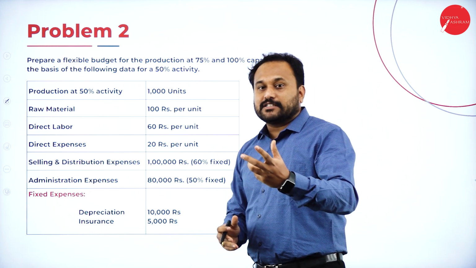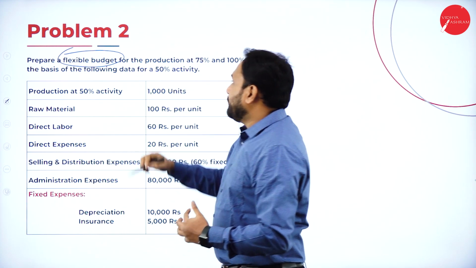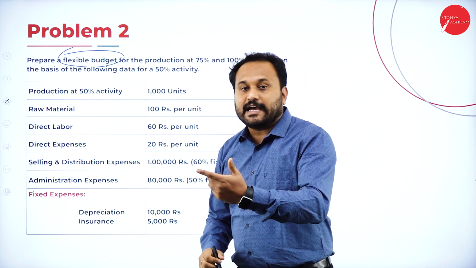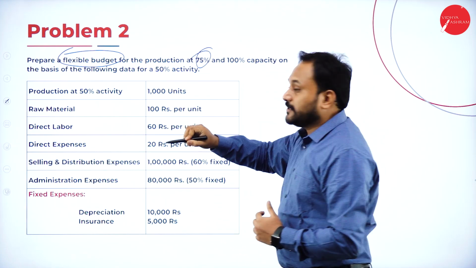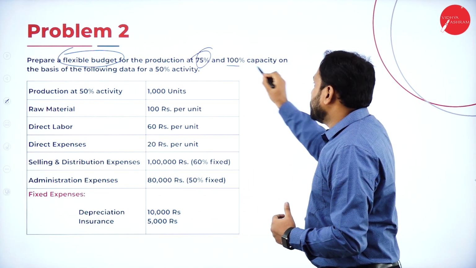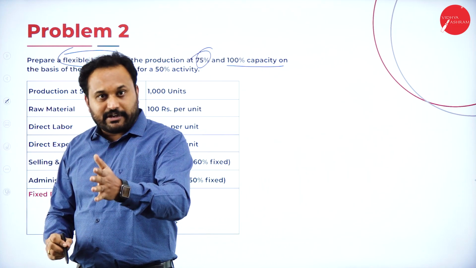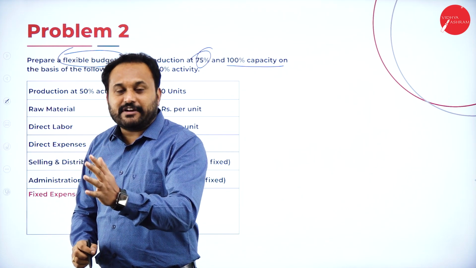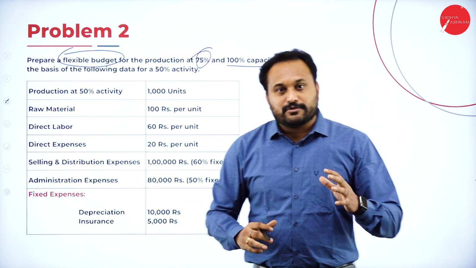Now again, they are asking you for a flexible budget for the production at 75%. See, earlier we had 80%. Now they are asking us for 75% and 100% capacity. So there are two questions which they are asking. One is 75%, another is 100% capacity.